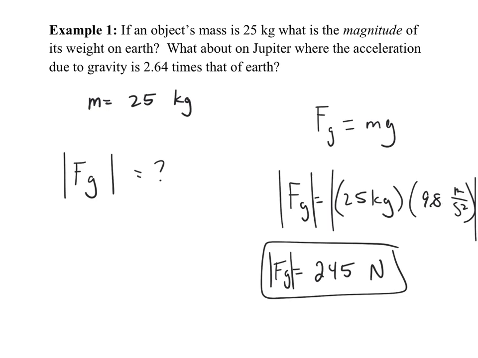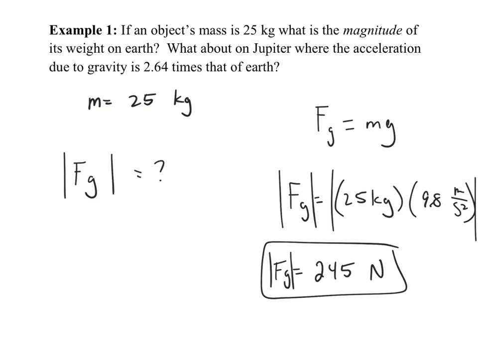Now, I go to Jupiter. How do things suddenly change? I can do it one way or another way. Give me a suggestion of how to approach this. Can you multiply 9.8 times 2.64 times 25? Yeah, so just change your gravitational constant by multiplying it by 2.64. Would everybody agree with that?